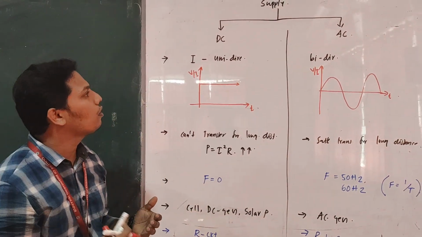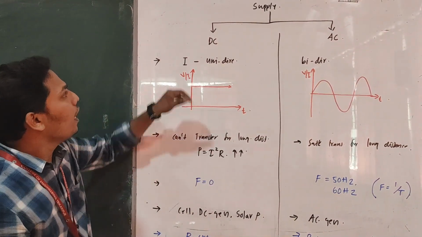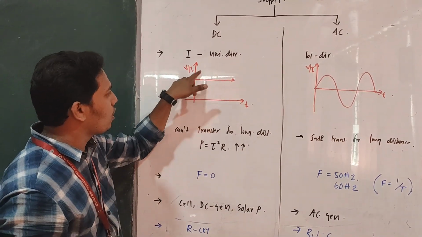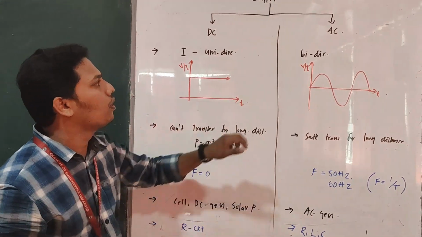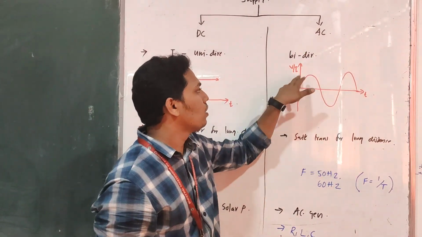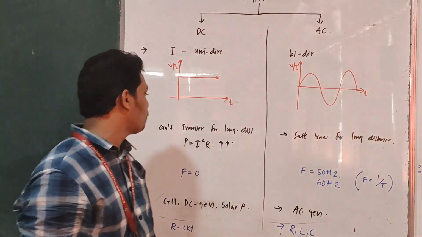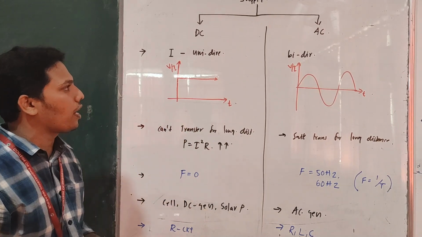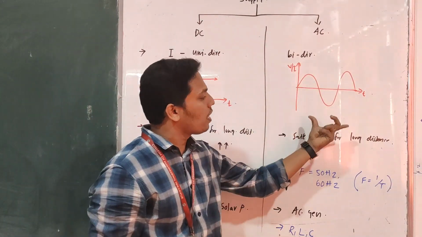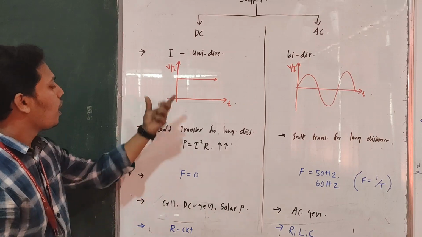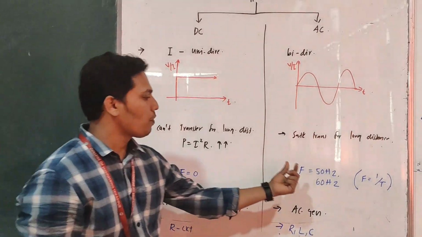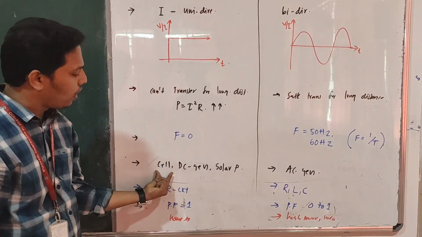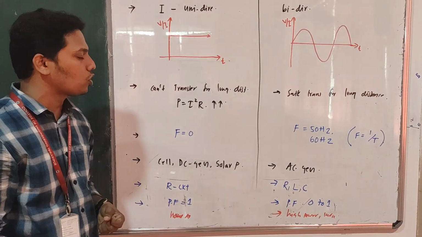I am concluding all the points one more time. In DC, a unidirectional current flows, and the representation is a single quadrant graph. In AC it is bidirectional, and the graph is in both the 1st and 4th quadrants. A DC supply cannot be transferred over a long distance because the power loss is very high. Comparatively, AC can be safely transferred over a long distance. The frequency for DC is 0, while here the frequency is 50 Hertz. The source of production for DC is a cell, battery, DC generator or solar panel.